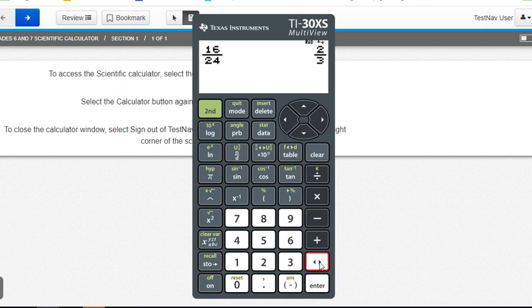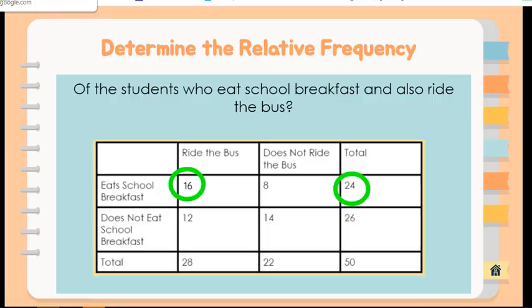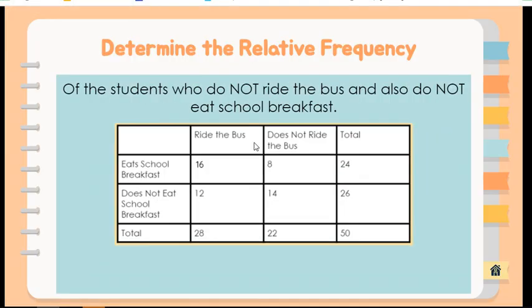We want it as a decimal. Hit the little two arrows to turn it into a decimal. And we get decimal 66 repeating. So if we move the decimal 2 places to the right to turn it into a percent, we would get 66.6 repeating, which would be approximately 67%. So the answer for this one would be what percentage? 67%.